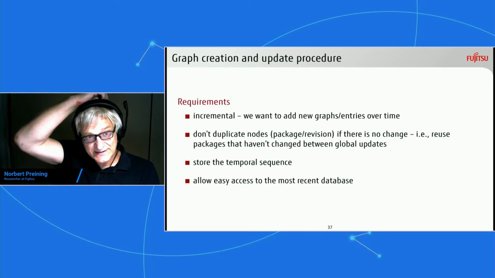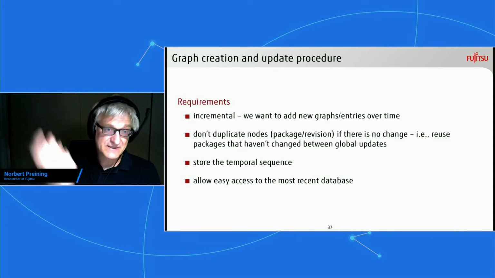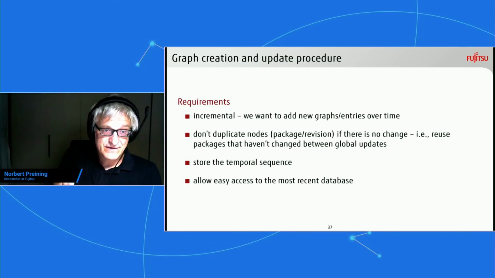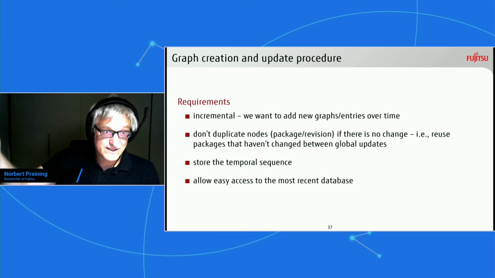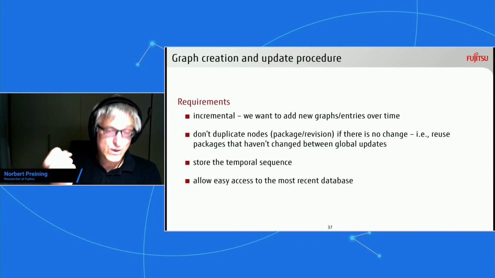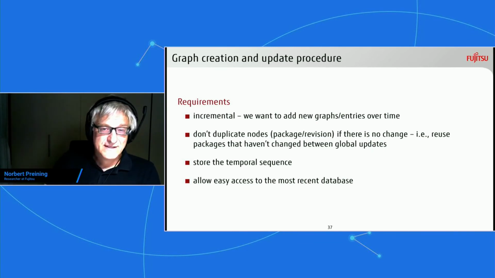That is something that happens quite often, because the same package, if it is not updated, stays the same, right? Sometimes for years. We have packages that haven't been updated in 15 years. So there should be only one node, right? Nothing changed, so you don't want to have multiple copies of this. And then we want to store this temporal sequence. And we want to allow easy access to the most recent database. So that's what I mentioned already.